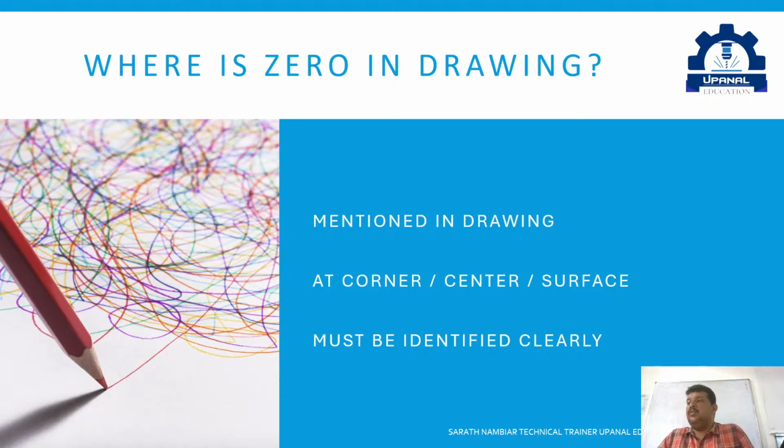Now the question is, where is the zero in the drawing? It will always be mentioned, but not always clearly highlighted. Sometimes it's at a corner, sometimes it's at the center, sometimes it's on the surface. Your job is to find it. Look at how dimensions are given. From where are they measured? That point is your zero. And once you find that, everything becomes easier to understand.